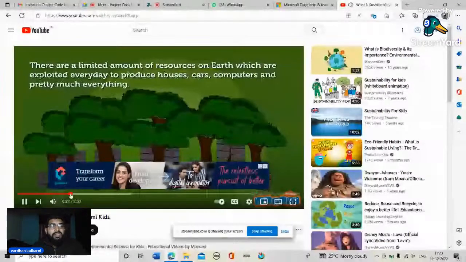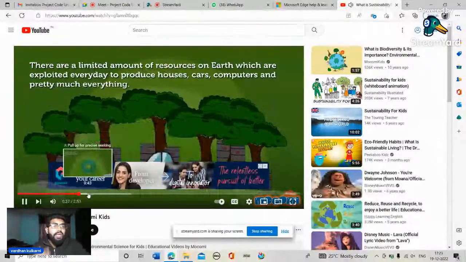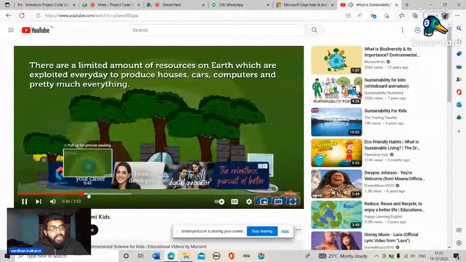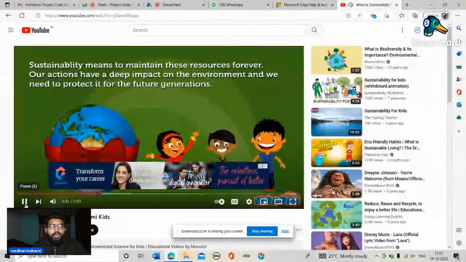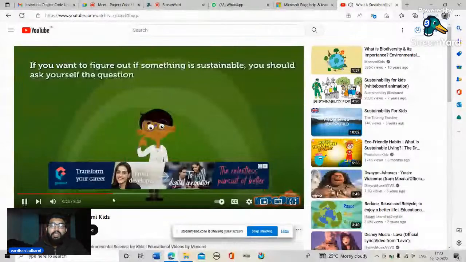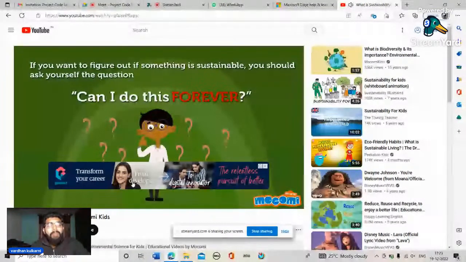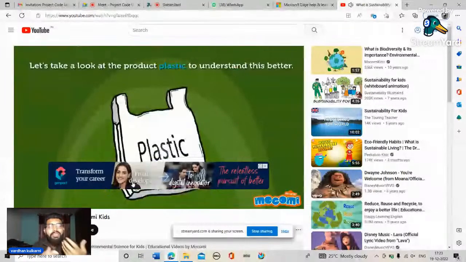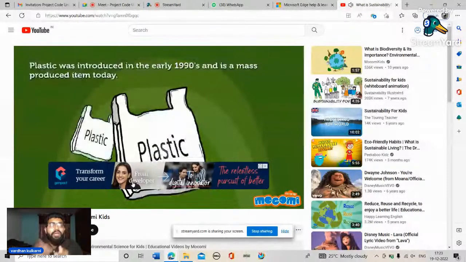There is a limited amount of resources on the earth which are exploited every day and produce houses, cars, computers, and pretty much everything. Sustainability means that you can have a deep impact on nature. If you figure out something sustainable, you should also think: can I do this forever? Sustainability means that the product has to last in the longer run.